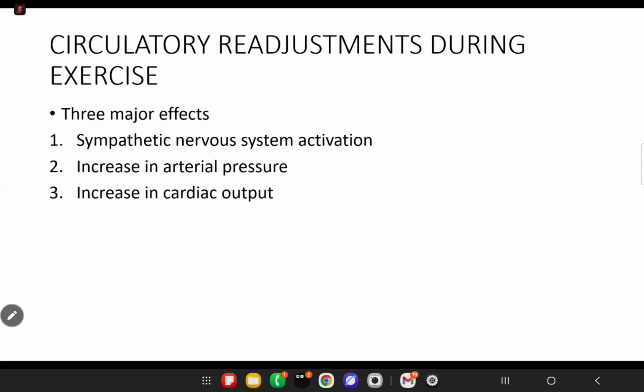Right. Now, let us have a look at what are the circulatory readjustments that occur during exercise. There are three major systems we have to look at. So we have increased cardiac output, increase in systemic blood pressure, and sympathetic nervous system activation.